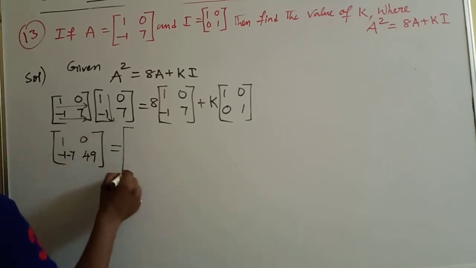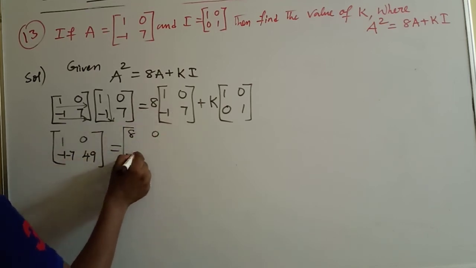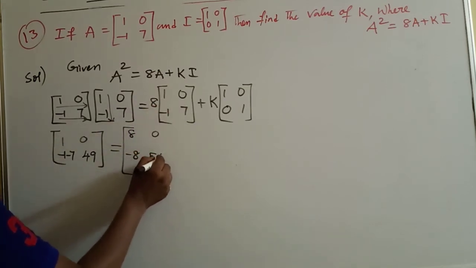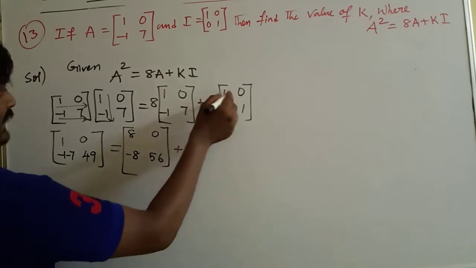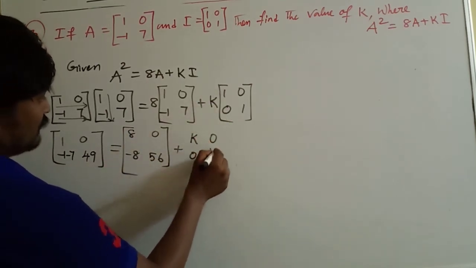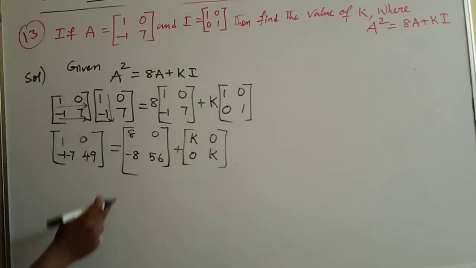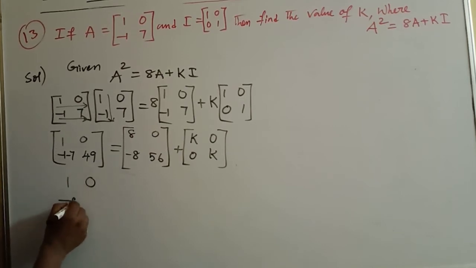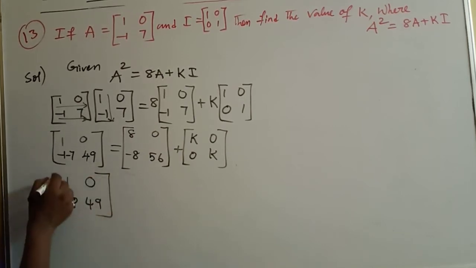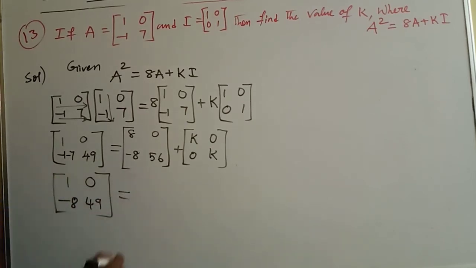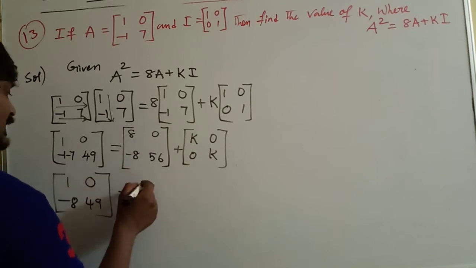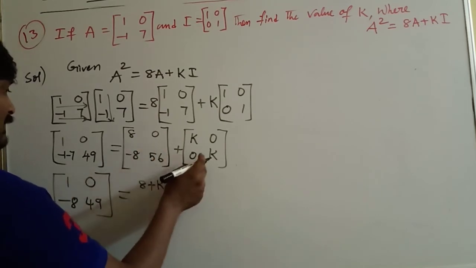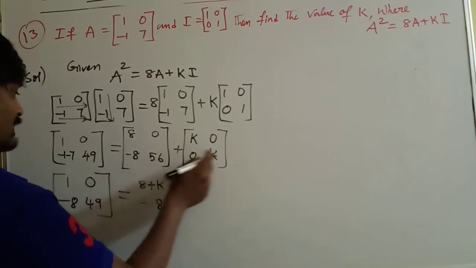So that is equal to 8 times the matrix: 8 ones are 8, 8 zeros are 0, 8 times minus 1 is minus 8, 8 sevens are 56. Plus k ones are k, 0, 0, k ones are k. Now again simplify this part. The left side is [1 0; -8 49]. The right side simplifies to 8 plus k, next 0 plus 0 is 0, minus 8 plus 0 is minus 8, and 56 plus k.